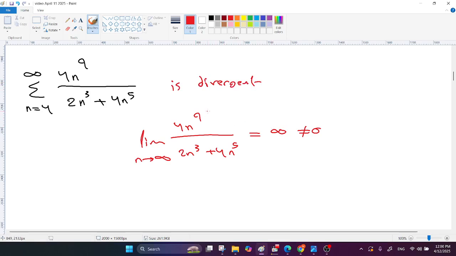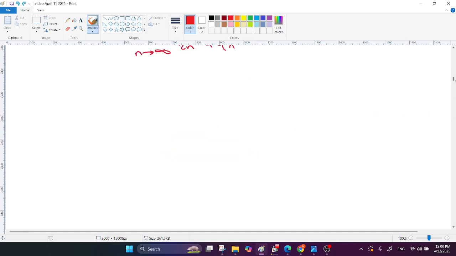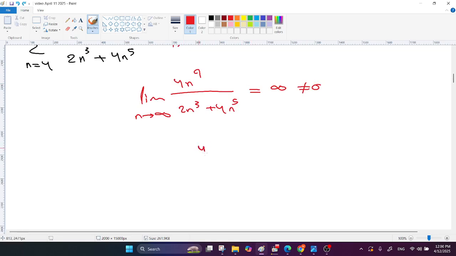The limit is infinity because here the power in the numerator is higher than in the denominator, okay? To prove that this limit is infinity, let's do the following: 4n to 9 over 2n cubed plus 4n to 5. Minimize the numerator, maximize the denominator. You will have n to 9, for example, and in the denominator, maximize, you have, for example, 2n, here n to 4, 4n to 5.